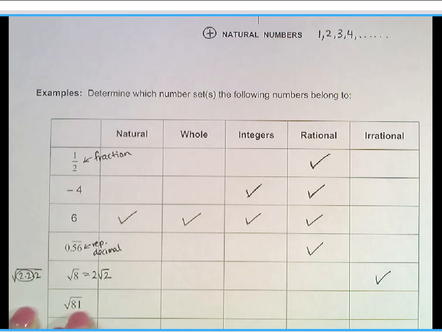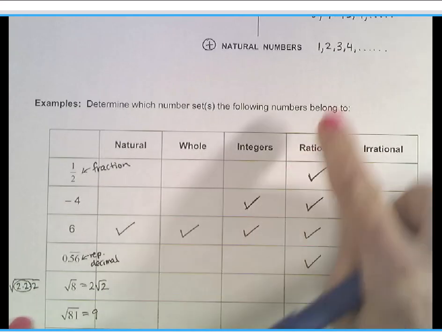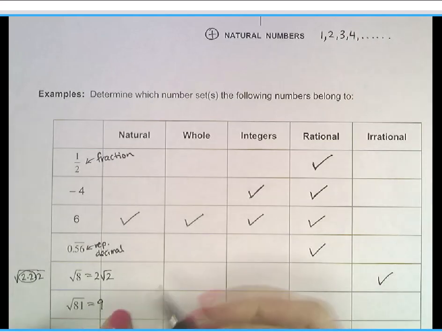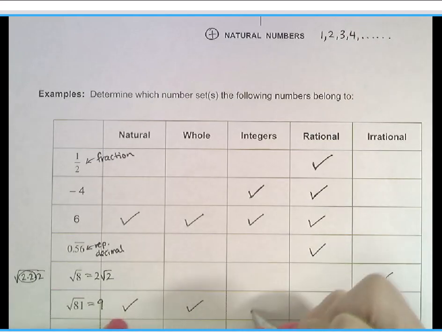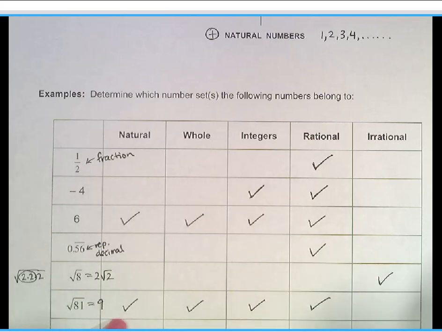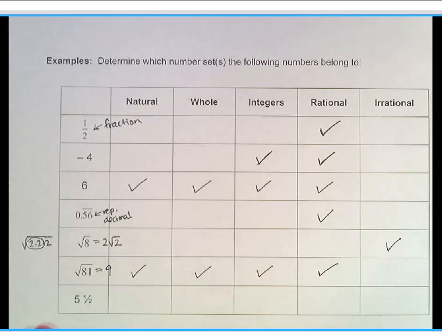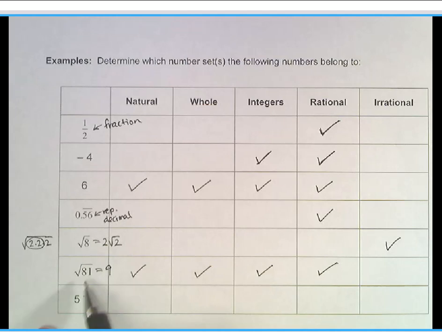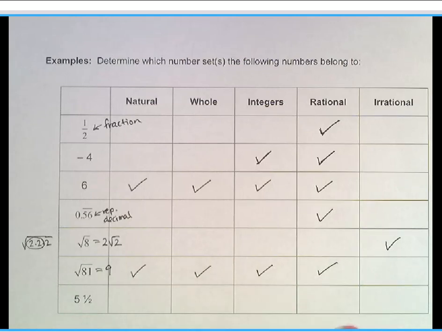Sometimes they'll try to trick you and give you a square root, making you think it's irrational. But the square root of 81 is actually a perfect square. That's 9, and 9 is a nice whole number. In fact, it's a positive whole number, so it's a natural number. So this one is natural and whole and an integer and also rational. They were just trying to be sneaky by giving you square root notation. But if it turns into a whole number, you can mark all those off, right? It belongs to all those sets.